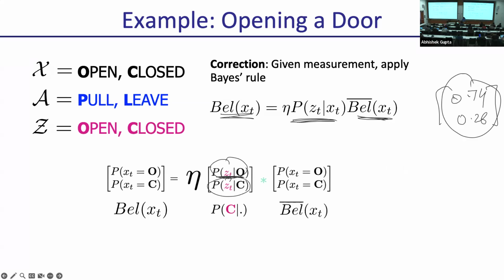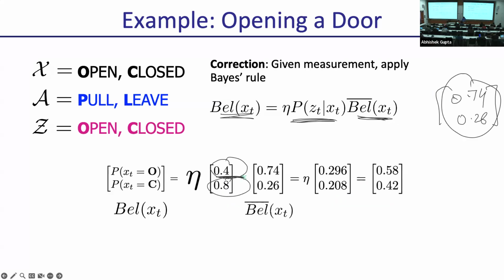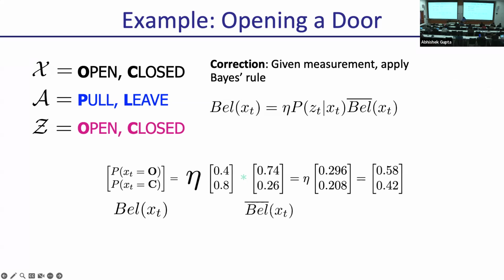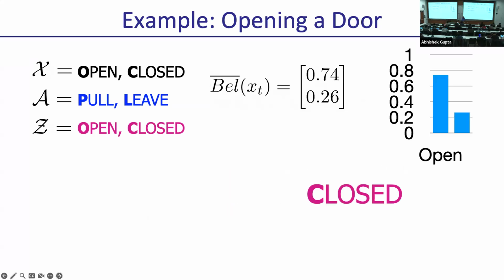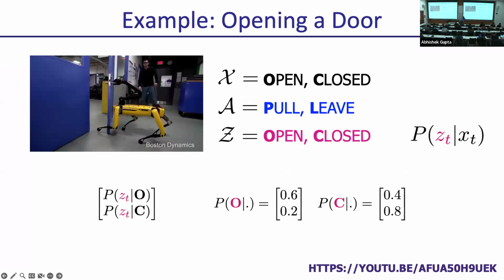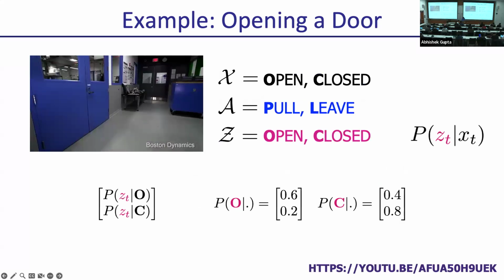Okay, so what we are going to do is just look up our table. Our table says that if my door was actually open, the likelihood I got closed was 0.4. And if my door was closed, the likelihood that my sensor read closed was 0.8. That's the sensor model we had back here, right? So the likelihood of getting closed is 0.4 if you're open and 0.8 if you're closed. That's just what we had defined earlier.